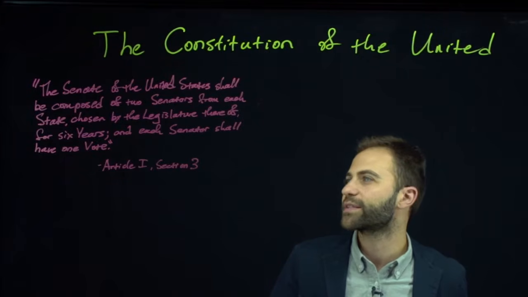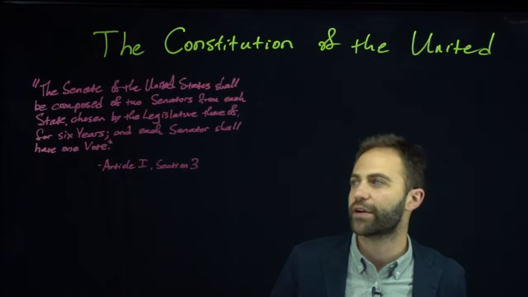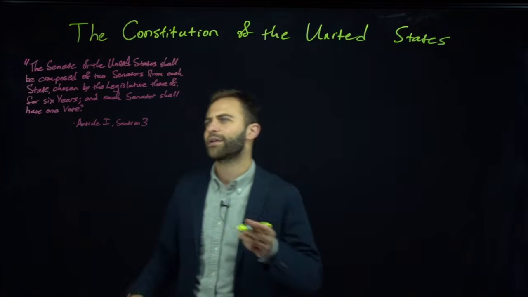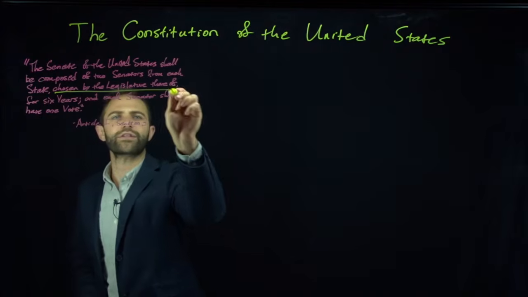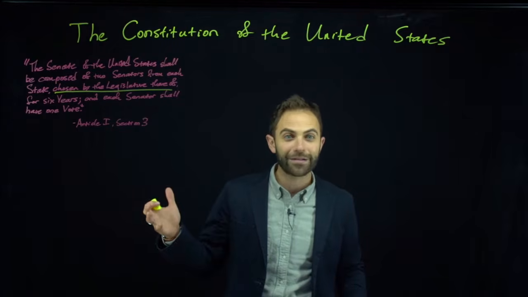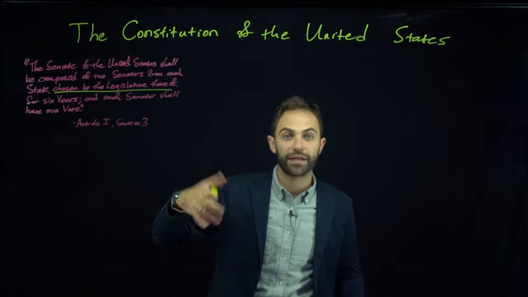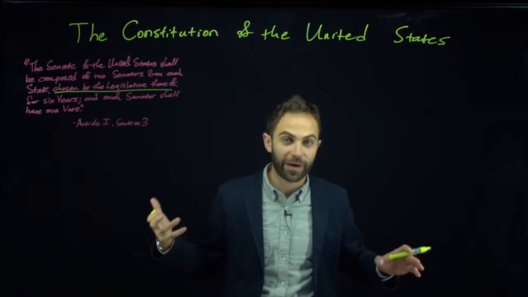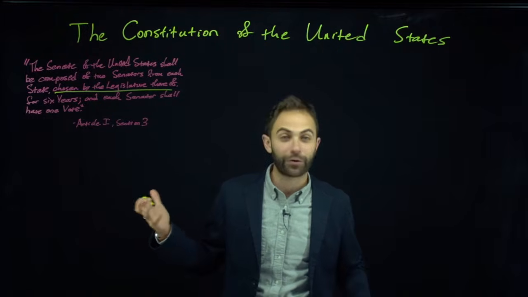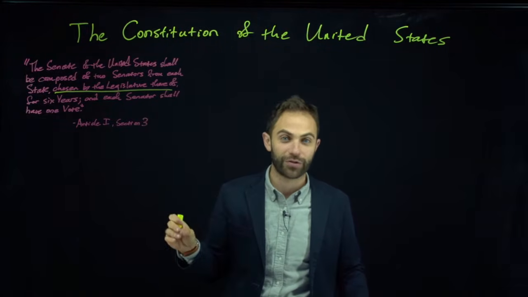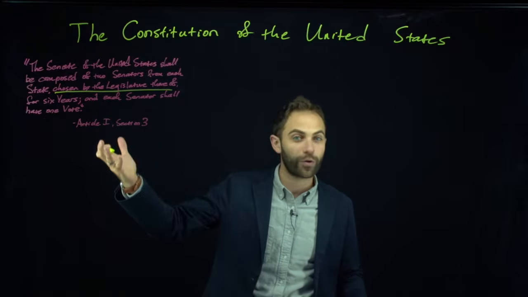The Senate of the United States shall be composed of 2 senators from each state, chosen by the legislature thereof, for 6 years, and each senator shall have 1 vote. The weird thing is "chosen by the legislature thereof." Today, senators are chosen not by the legislature of the states that they represent, but by the people. There's a vote. They're elected. But in this case, it was the state legislatures that were picking the senators. That's how it was originally.